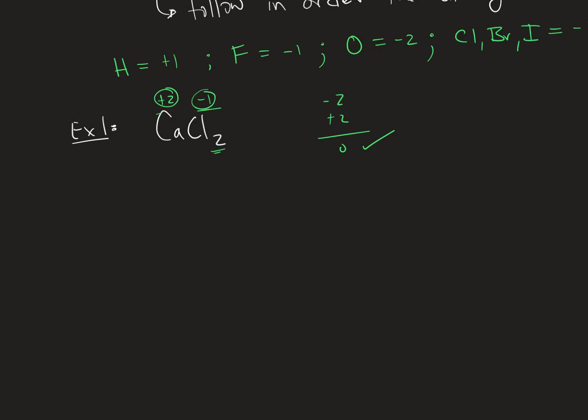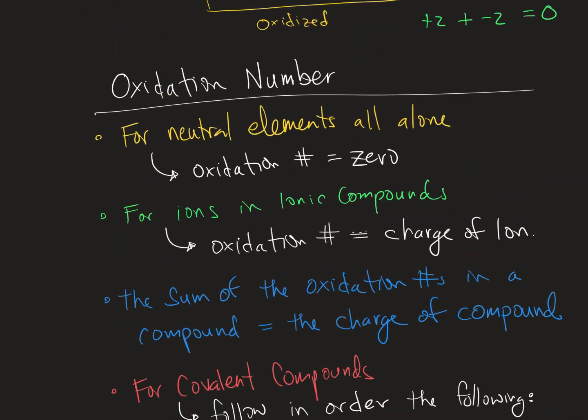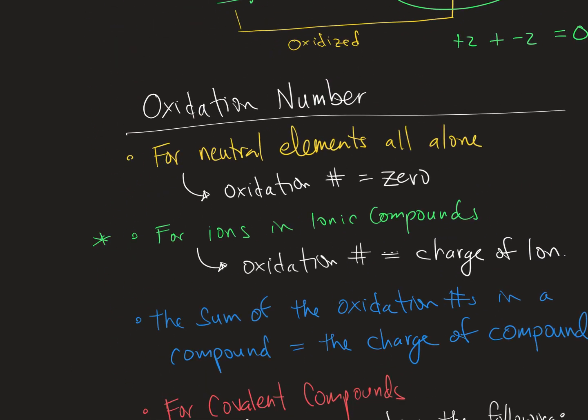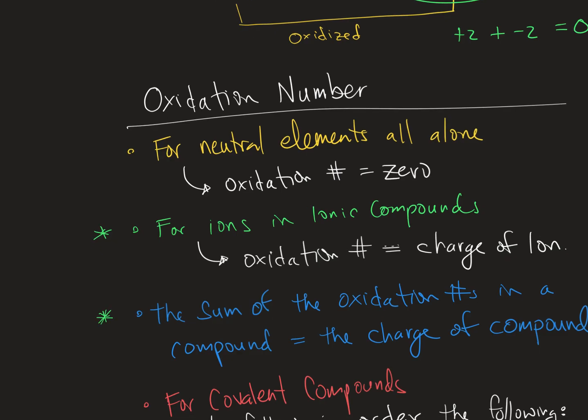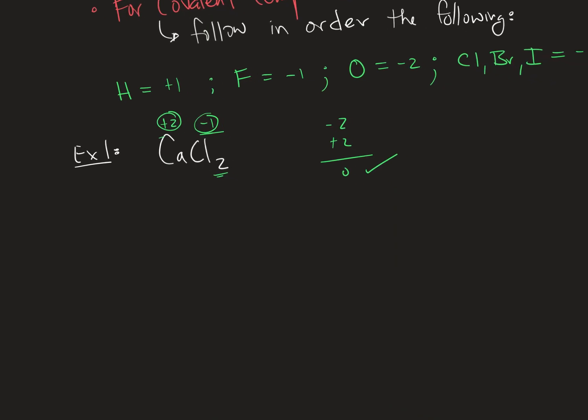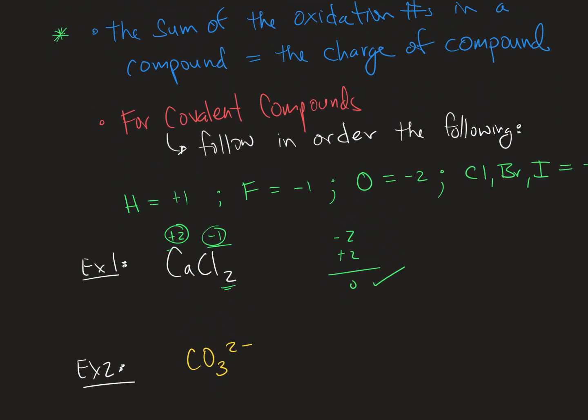All right, let's do one that is a covalent compound. So really, we just talked about that one right there, right? And this one right here. Okay? So now let's talk about covalent compounds. Okay, we have carbonate, CO3 2-. This is a covalent compound, so we can't just look at the charges. We have to determine what the oxidation number is based off of this order right here.